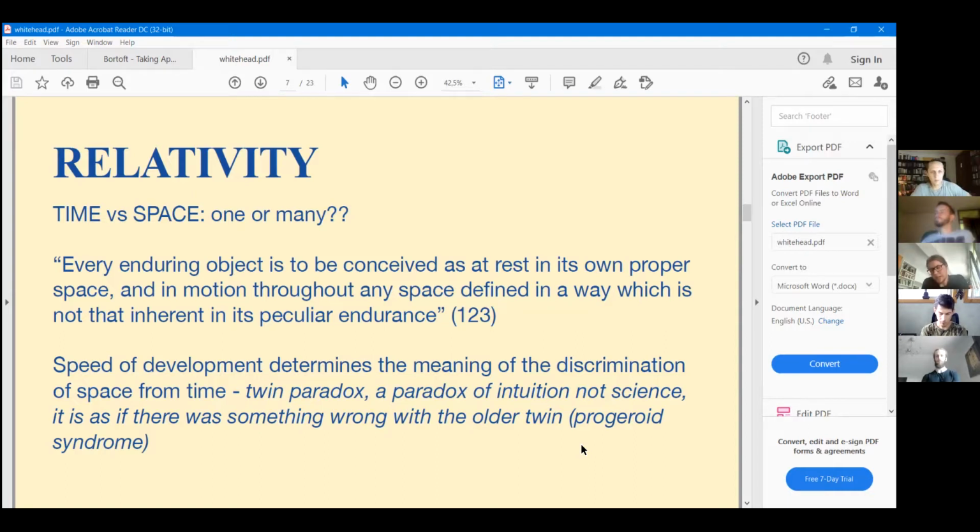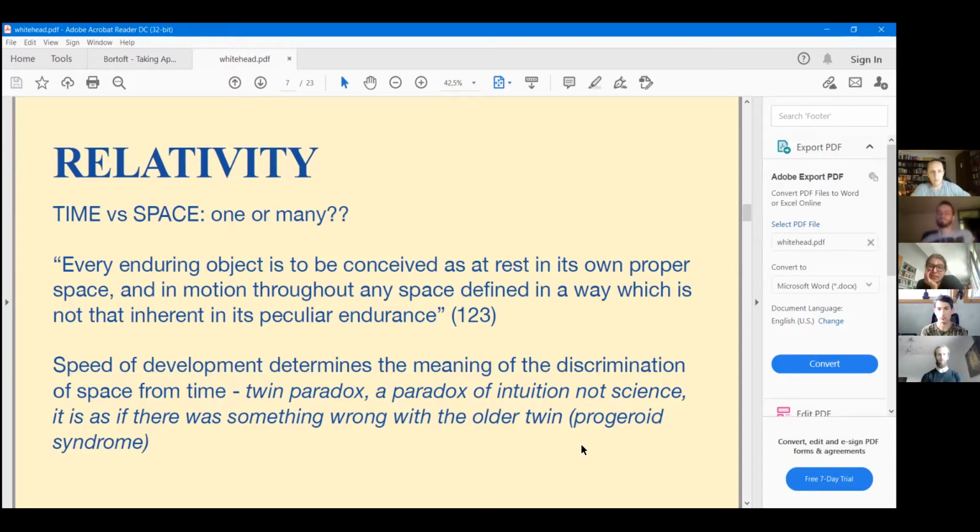And actually, Whitehead's point here would be that every enduring object is to be conceived as at rest in its own proper space and in motion through any space defined in a way which is not that inherent in its particular endurance. So there is something in this pattern that constitutes the endurance of the object, which also determines whether the endurance, the kind of recurring pattern, belongs to a proper space or time-space system or not.